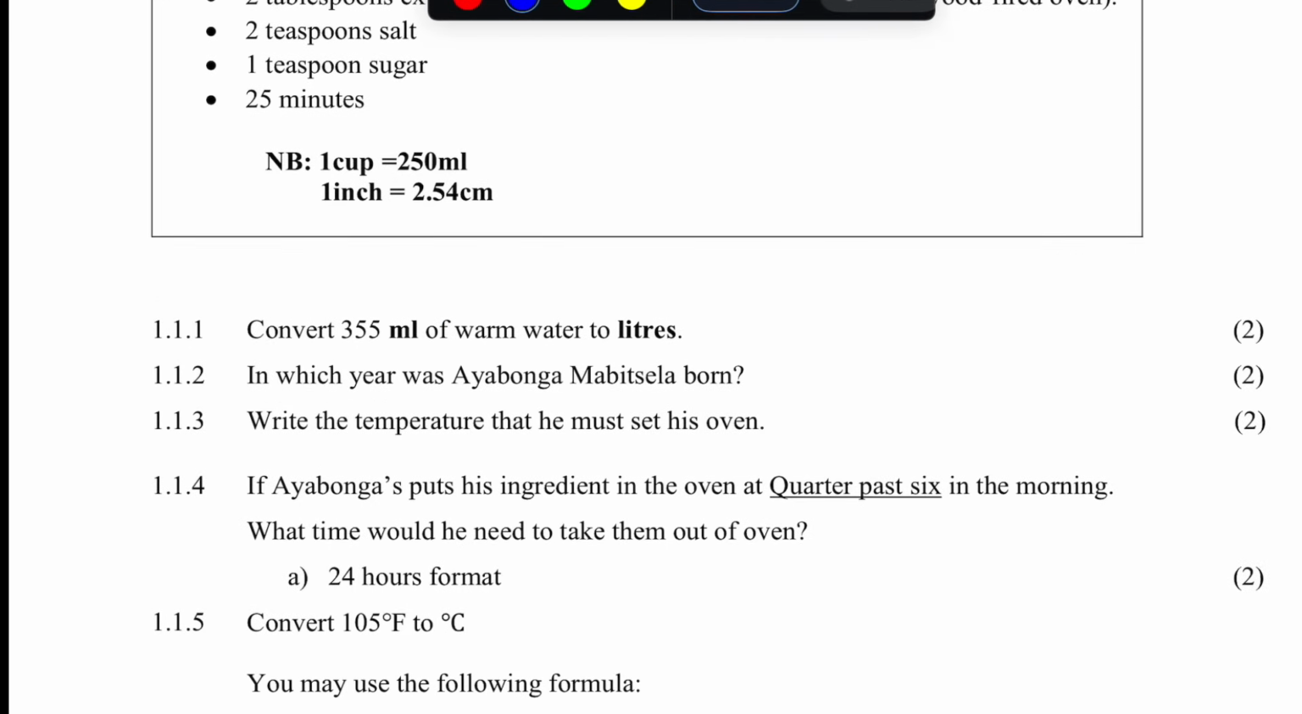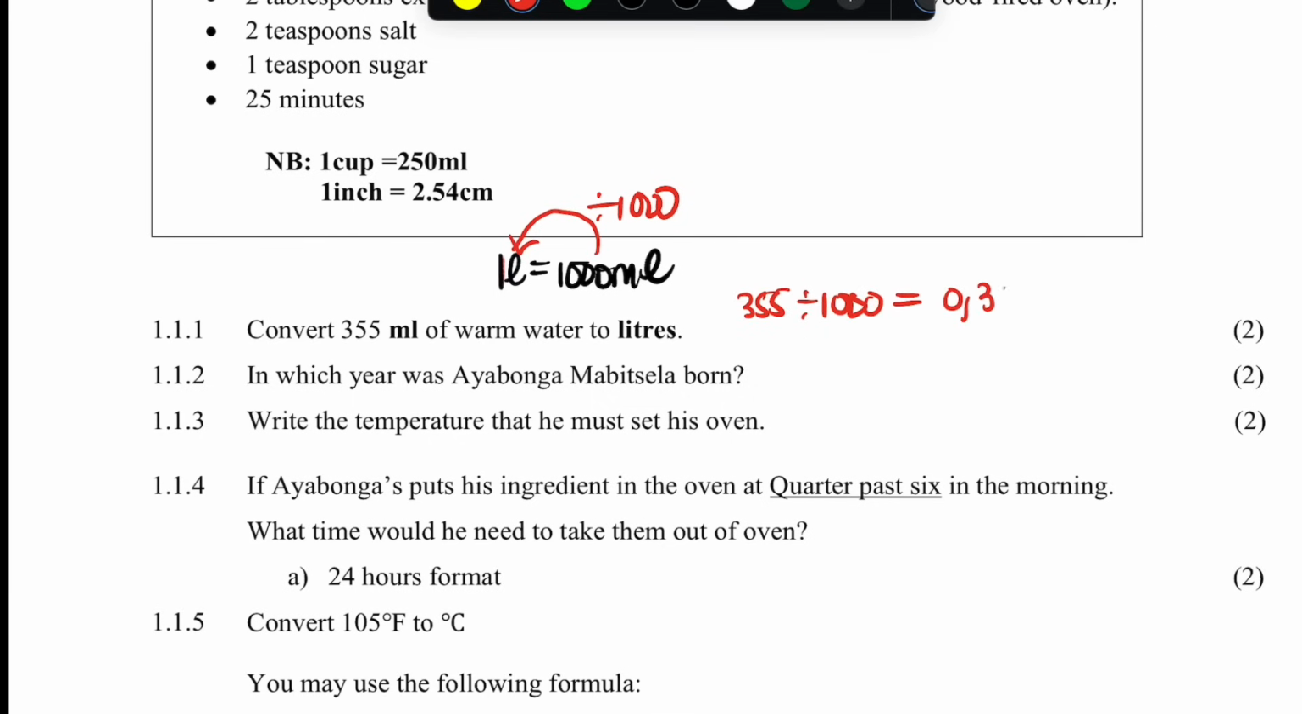All right, now let's go to question 1.1. It says convert the 355 milliliter into liters. So guys, what you do there, you know, 1 liter is equivalent to 1000 milliliter. That's general. So you're converting from milliliter to liters. That means you divide by what? By 1000. So what are you going to do here? You're going to say 355 divided by 1000. It's going to be 0.355 liters. Right, that's the answer there.